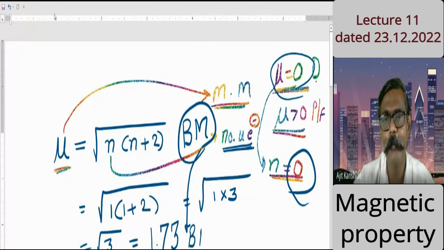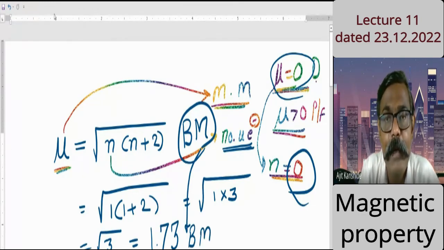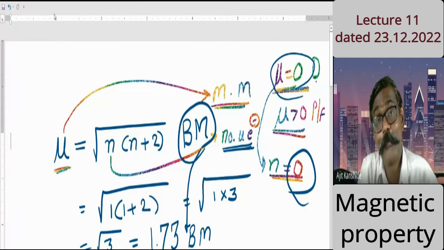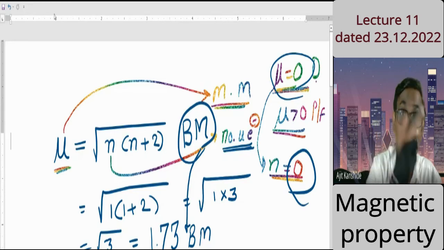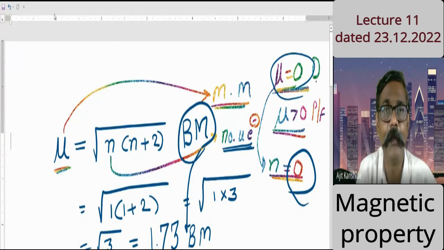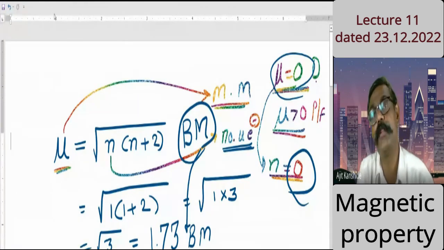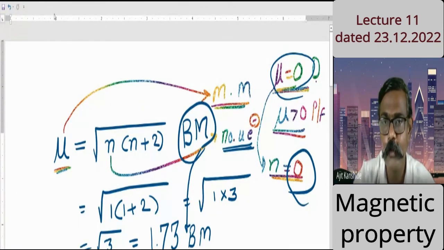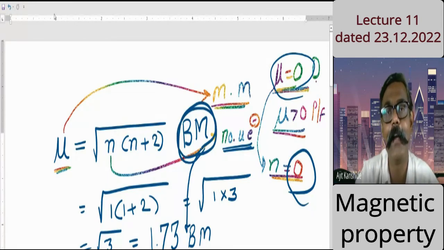Will anybody answer what BM means? Bohr magneton. Good, brilliant. Actually, when the electron's motion was considered, Bohr had a considerable contribution to develop the atomic model. Theoretical failures are there, but he has given the insight about the magnetism because of the unpaired electron. Though he is not perfect to explain the atom, he could explain the magnetism concept by means of the electron. So his name is given for the unit. That is the Bohr magneton.